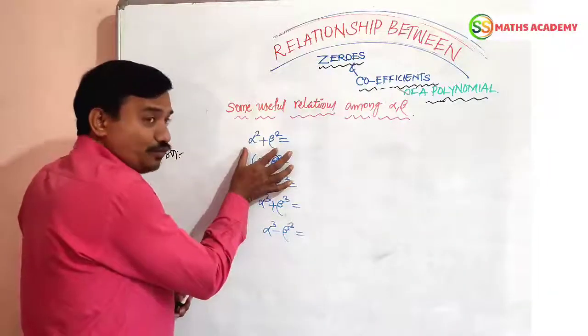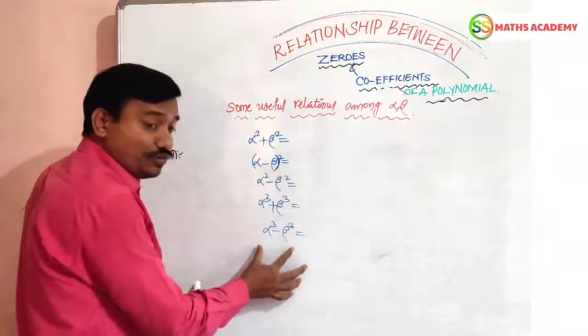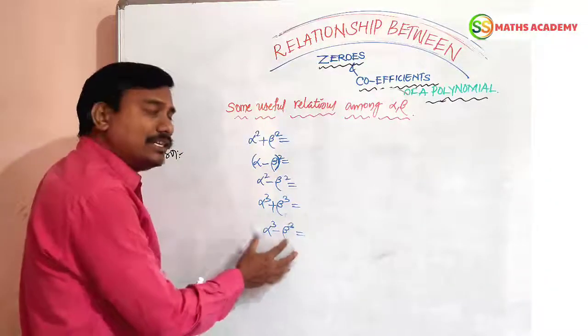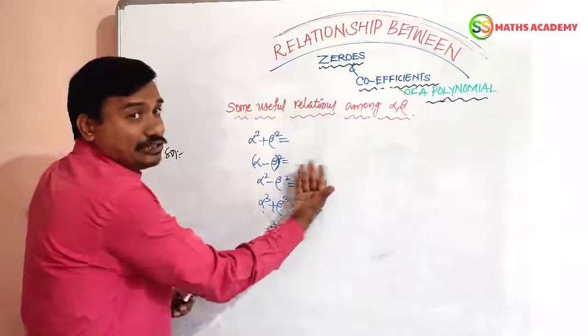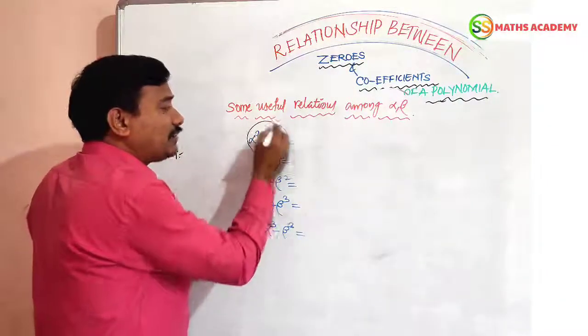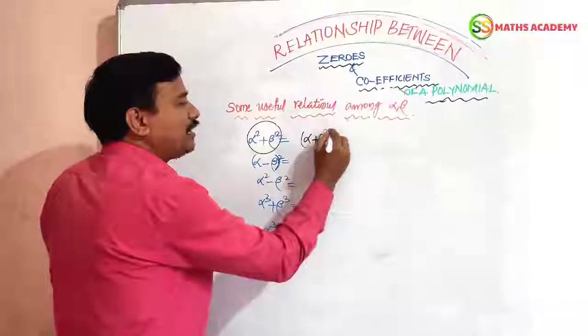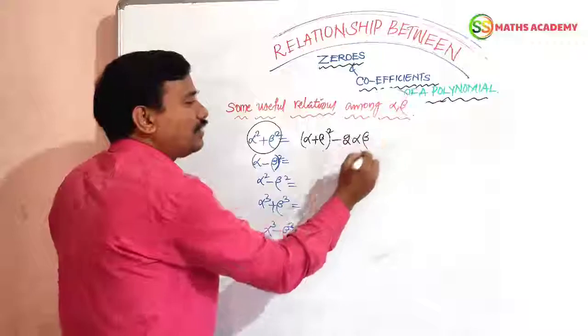Here, to find alpha square plus beta square, to find alpha minus beta whole square, like that to find alpha cube minus beta cube, in such cases we have to know that RHS part. When they are asking alpha square plus beta square, we have to write the direct step: alpha plus beta whole square minus 2 into alpha beta.